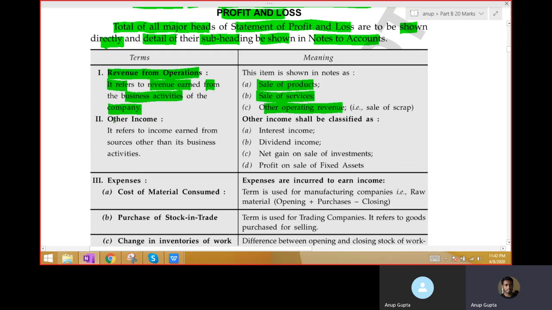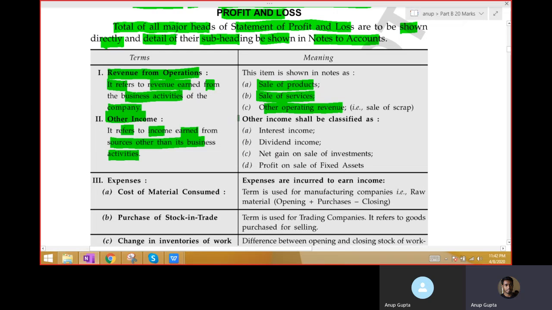Then comes other income. Other income refers to income that is earned from sources other than the business. For example, for a school, fees will be the main revenue, and other income would be renting out the ground, or if the school has invested some money in another business, the income they get from there, or if the school has made a fixed deposit in its name, the interest on that.